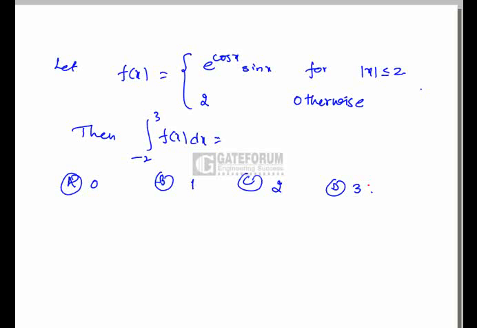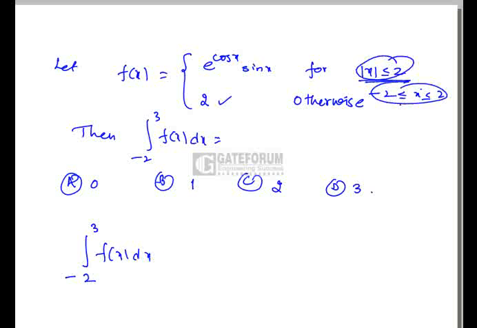f of x is e power cos x into sin x if x lies between minus 2 and plus 2, including minus 2 and plus 2. And for any other value of x, the function is 2. Now, you have to find the value of the integral from minus 2 to 3 of f of x dx. Now, clearly we have the interval minus 2 to 2.